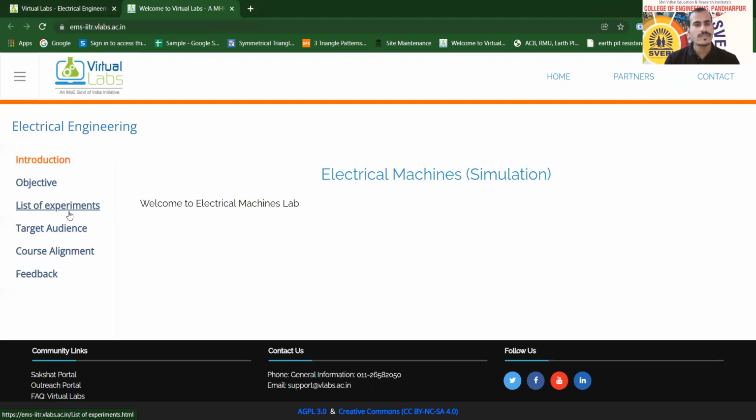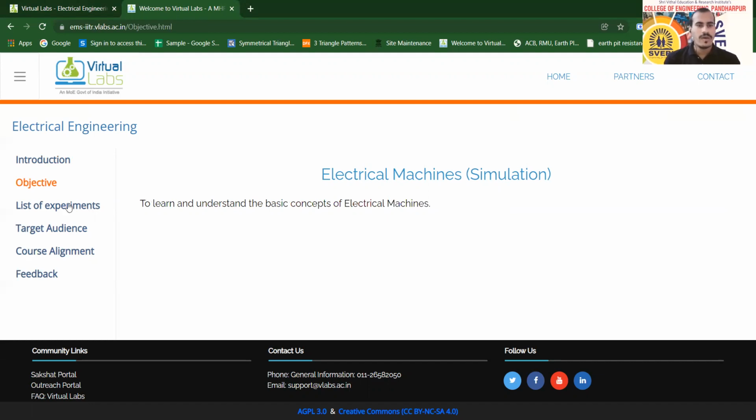We discussed the objectives at that time, but we'll still revise. The important objective of this electrical machines virtual lab is to learn and understand the basic concepts regarding electrical machines. These include DC motors, DC generators, AC induction motors, synchronous motors and alternators. A transformer is also part of these electrical machines.